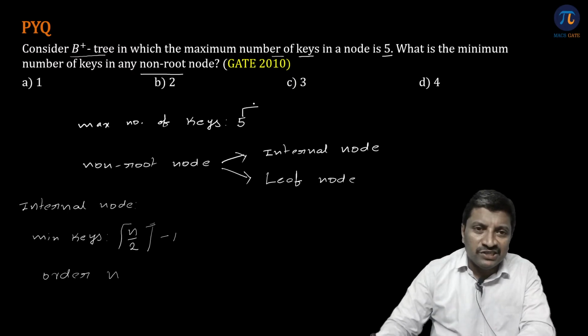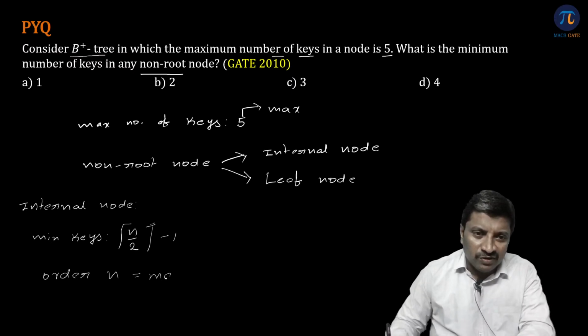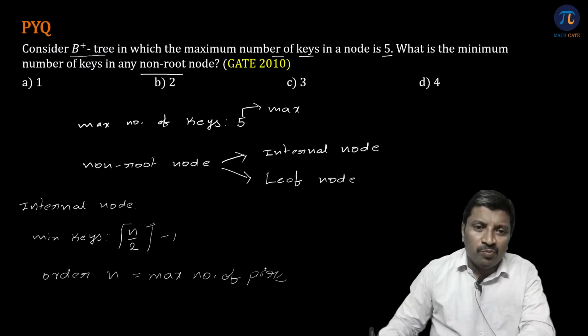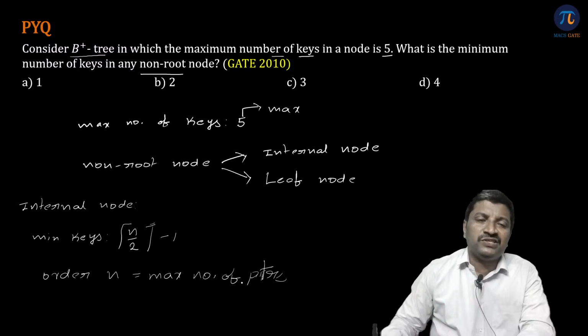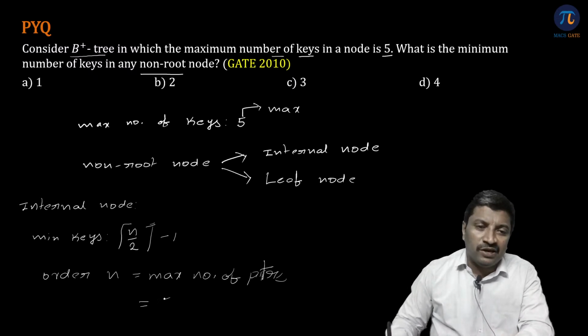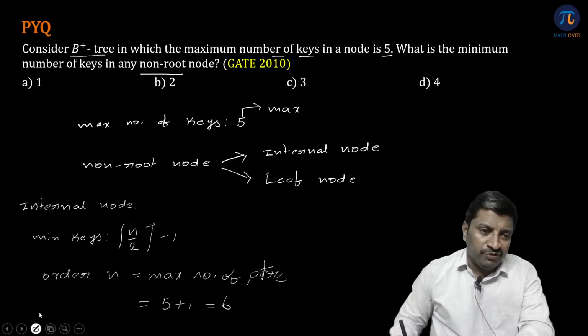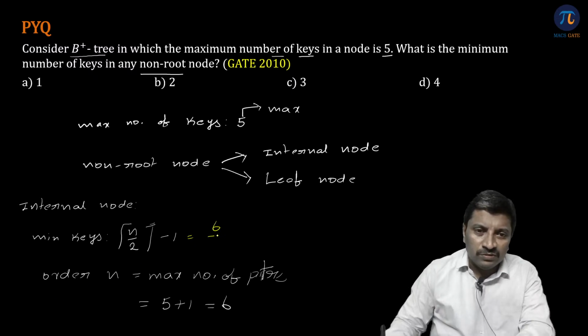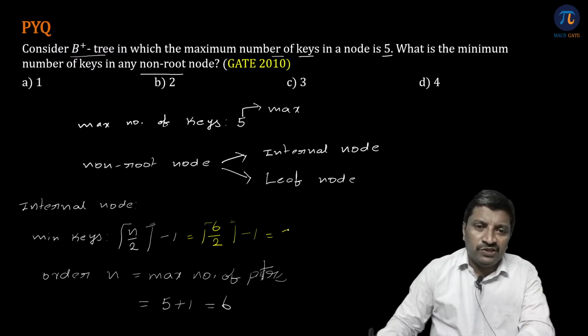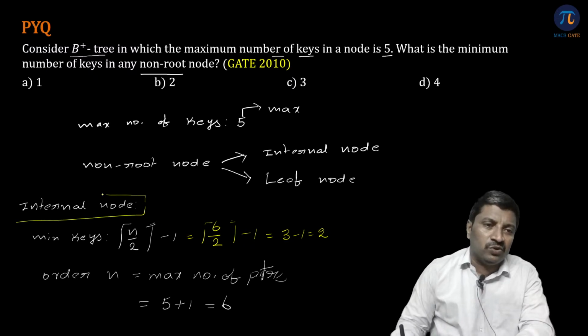Maximum number of keys is 5. So what about maximum number of pointers? The order n equals maximum number of pointers it can have. Whenever I know pointers, I can calculate the number of keys. Whenever I know keys, I can calculate the number of pointers. That is 5 plus 1, which is equal to 6. So if you apply here, this will be equal to 6 by 2 minus 1, which is 3 minus 1, that is equal to 2. This is in the case of internal node.